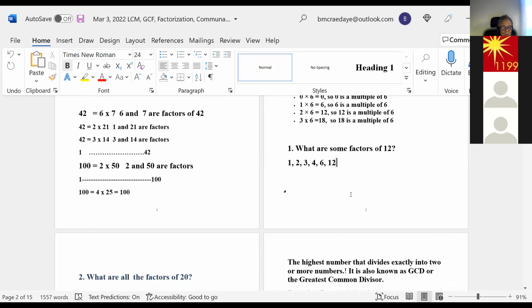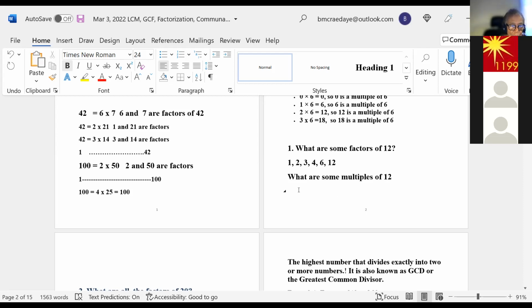Now, while I'm here, let's just do multiples. Okay, what are some multiples of 12? Since we just went through multiples, what are some multiples of 12? Because I want you to understand this, so when we get to least common multiples and greatest common divisor, we can then use what we learned here to find them. Now, multiples, remember I say you take the number and you multiply it by 0, 1, 2, 3, etc. So what are some multiples of 12, Maureen?